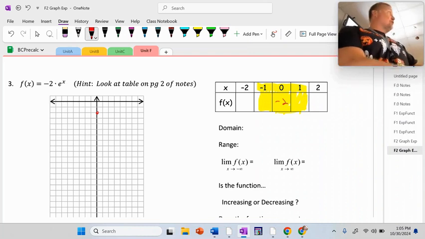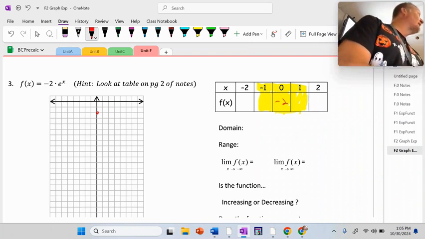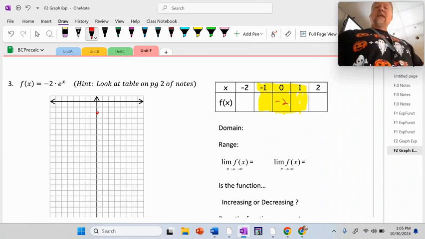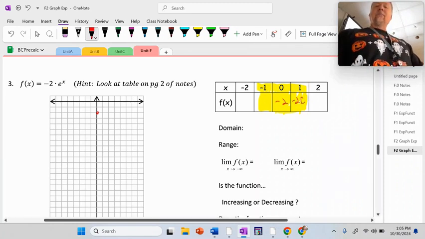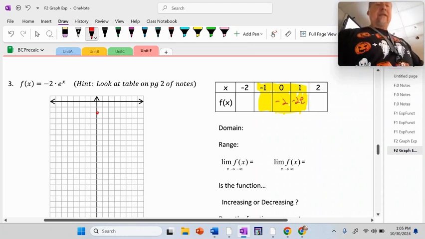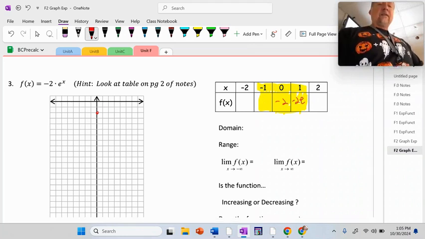What's e to the first? You should know that. What is it? 2.718. But then times negative 2. Okay, so let's just say it's negative 2e. And that's okay. What's negative 2 times 3? Negative 6.